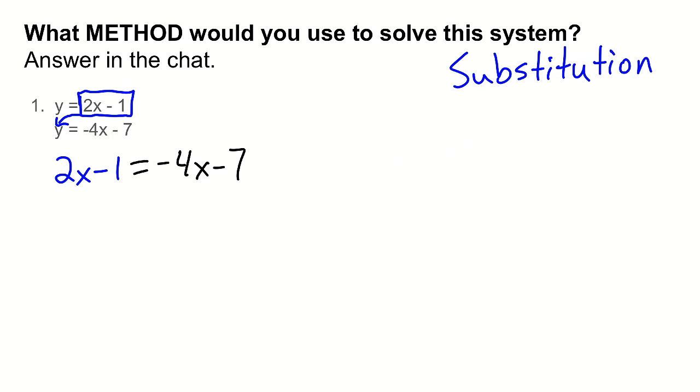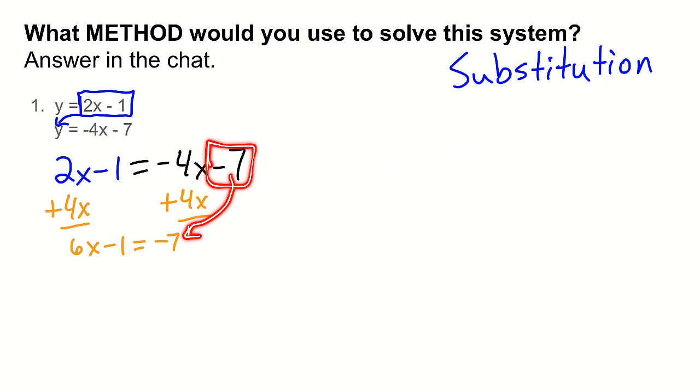I'm going to get all of my x terms on one side by adding 4x to both sides. So that makes a 0 over here. On the left-hand side, we have 6x minus 1. Then we have our equals negative 7. This makes a 0, so it's 0 minus 7, so that negative 7 comes down.